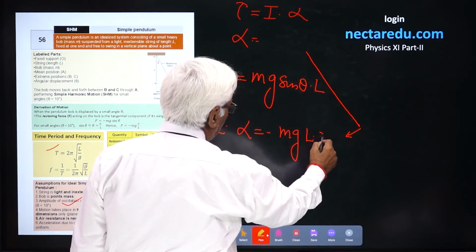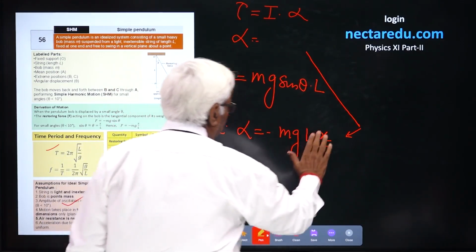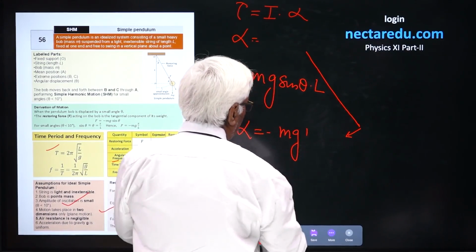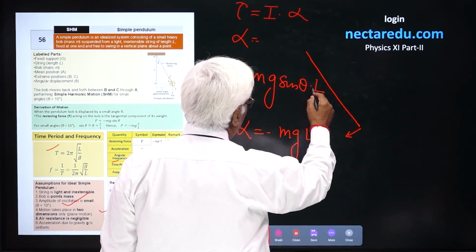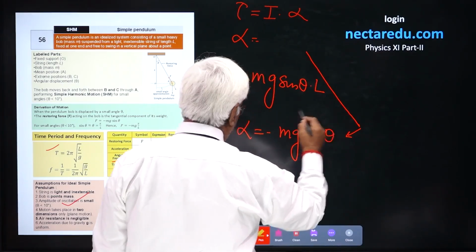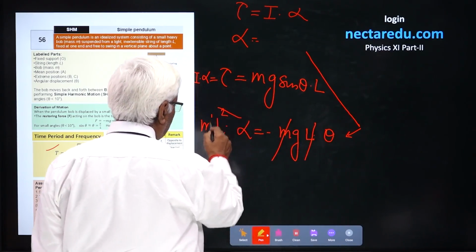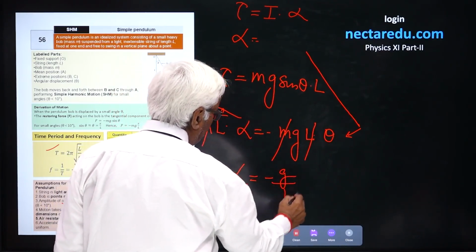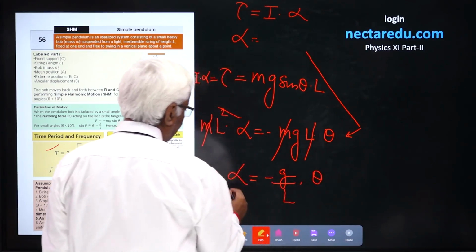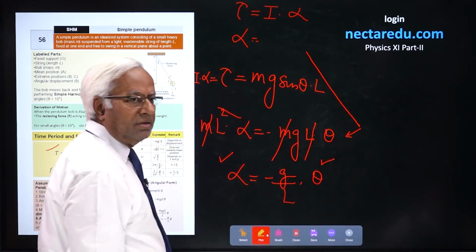Sin theta is going to be x upon L. But if you want to retain theta, then don't replace it. You want the whole thing in form of angle. So sin theta will be retained as such, as theta. You could take m and L common both side. Alpha you finally get here minus g upon L theta. This is again angular acceleration and angular displacement.